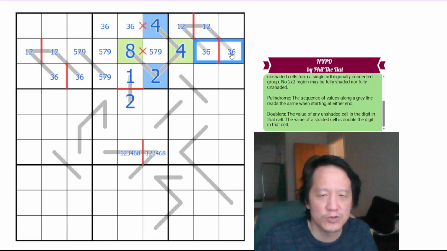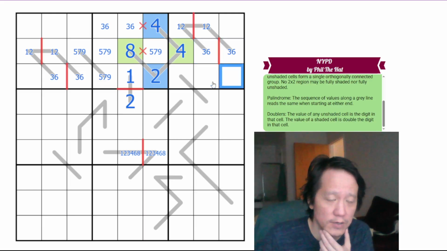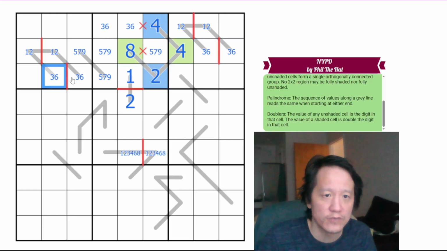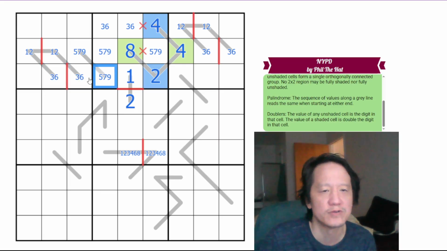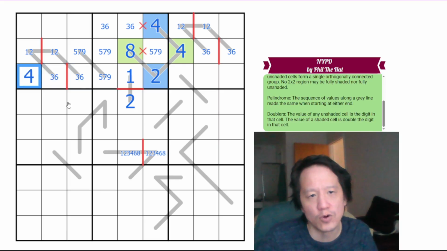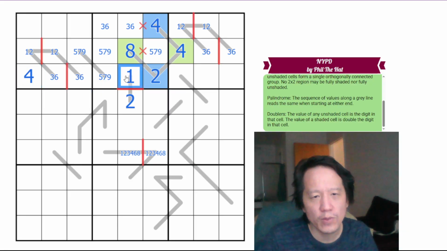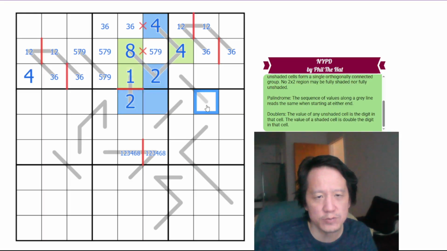Because the 3, 6 pair here, where can it be in row 3? Can't be here, can't be here. One of them has to be this, so that must be part of the doublet. This is 4. This is not doubled, so this is green, which makes this doubled. So these are across, therefore this is doubled here.